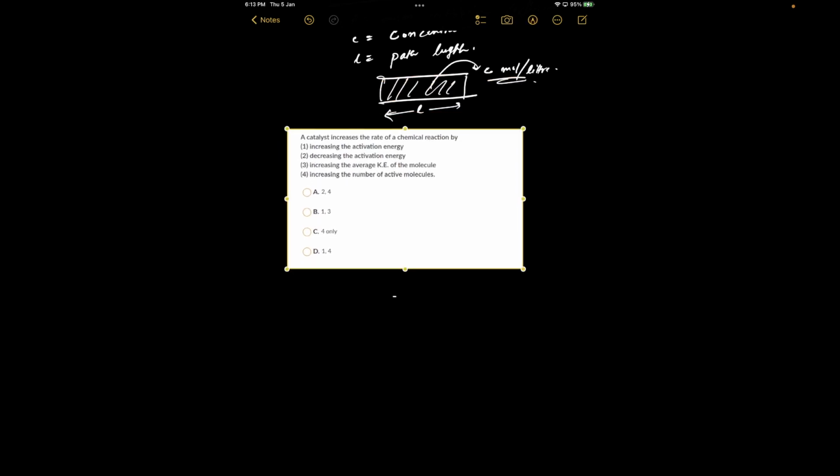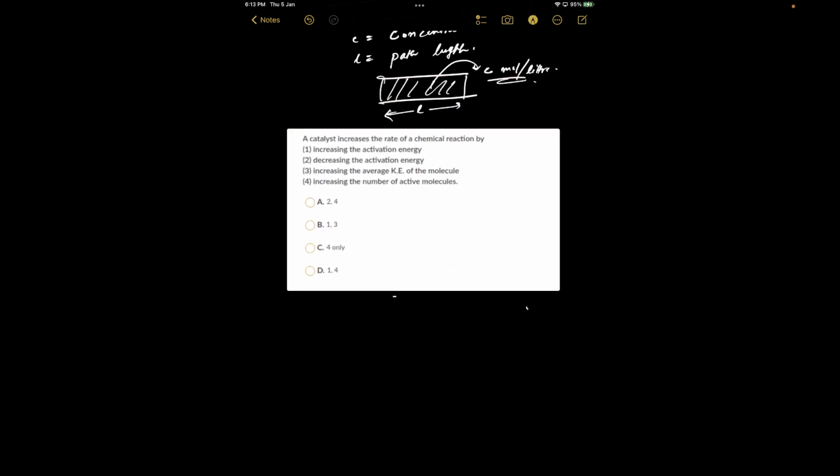So the third question says, a catalyst increases the rate of chemical reaction by: first option, increasing the activation energy; second option, decreasing the activation energy; third option, increasing the average kinetic energy of the molecule; fourth, increasing the number of active molecules. So what do you think, which should be the answer?